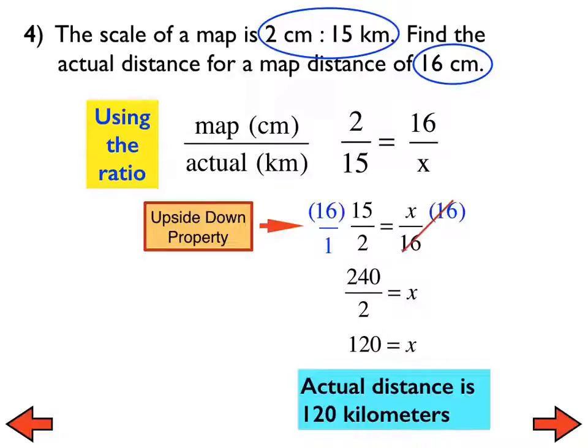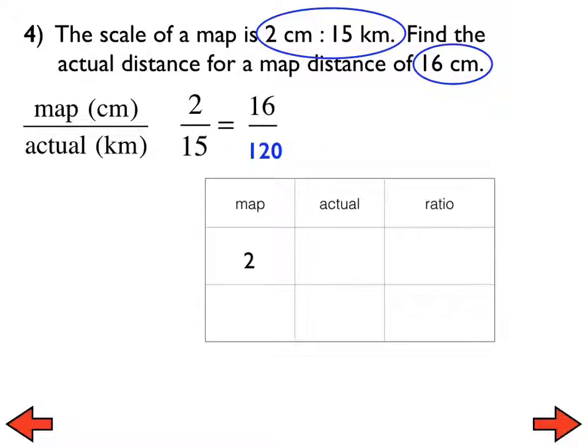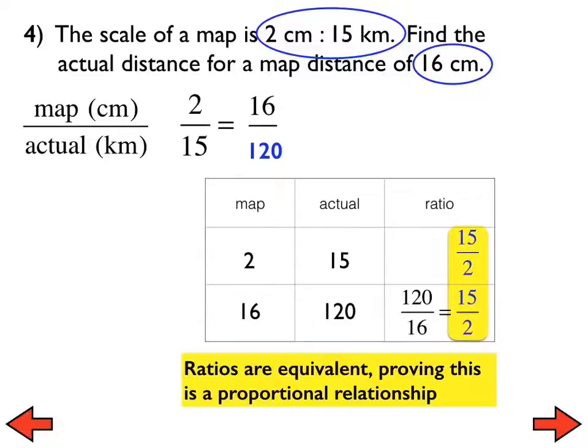And then checking my answer in the table, which some of you are still leaving blank. Please do that right now with me. The map was 2. The actual was 15. Y over x would be 15 over 2. Map is 16. Actual, we figured out, was 120. You're just filling in the blanks of everything that you know. Y over x is what? Right, 120 over 16, and then reduce it to see if it matches, which was 15 over 2. Since it matches, that means this is proportional, and that our answer was correct.